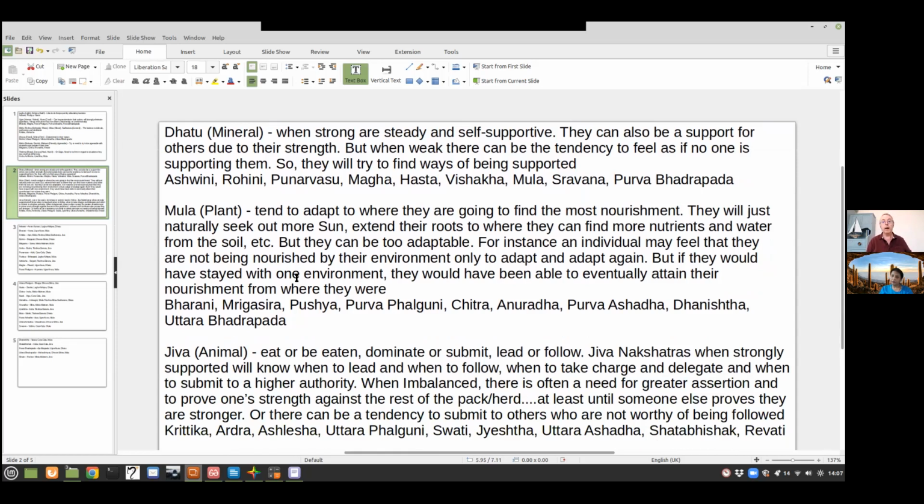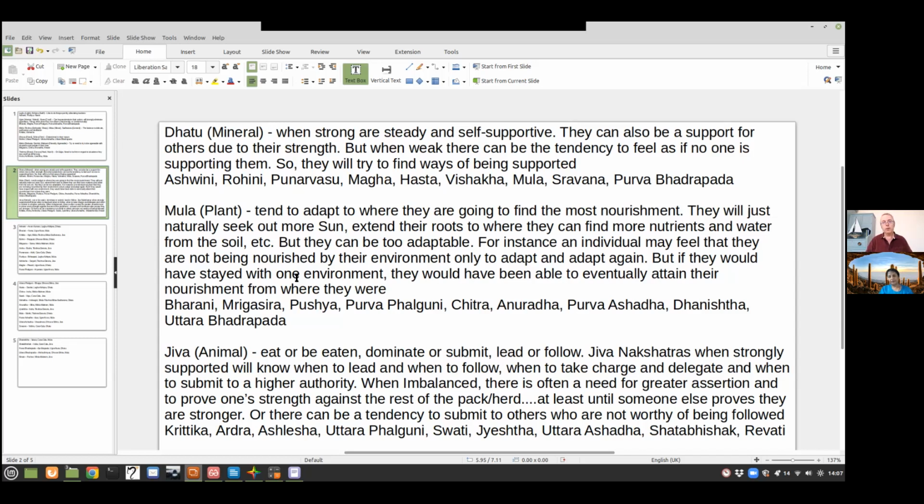They'll just naturally seek out more sun, extend their roots to where they can find more nutrients and water from the soil, but they can also have a tendency to be too adaptable. For instance, an individual may feel that they're not being nourished by their environment, and so they adapt, and then they get into another situation, and very shortly afterwards, they feel that they're not being nourished again, and they'll adapt again. But occasionally, if they would have stayed in just one environment and let their roots go down deeply enough, they would have found the nourishment that they needed.